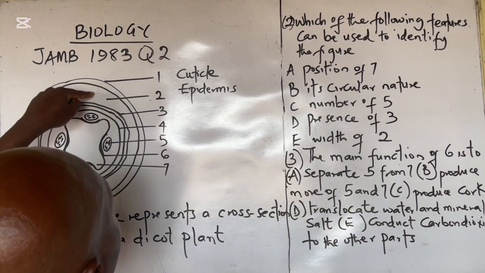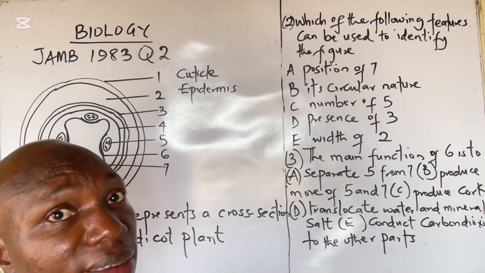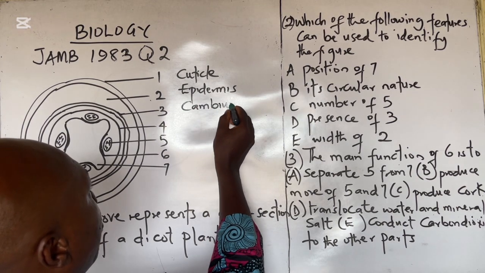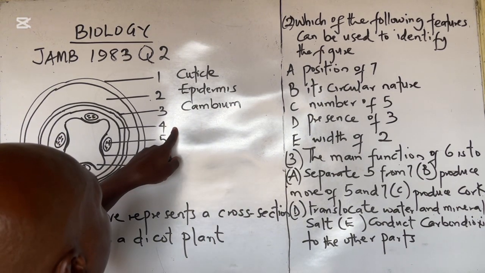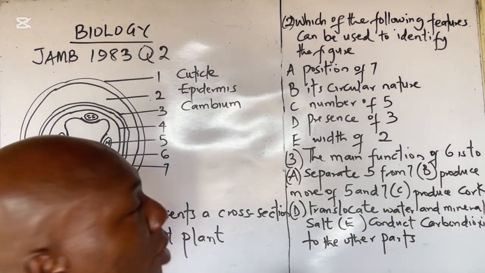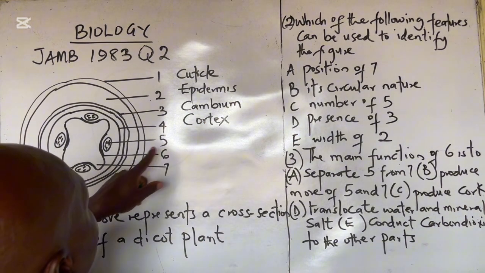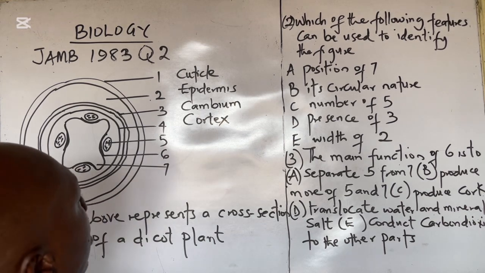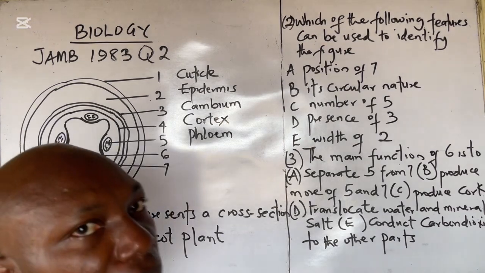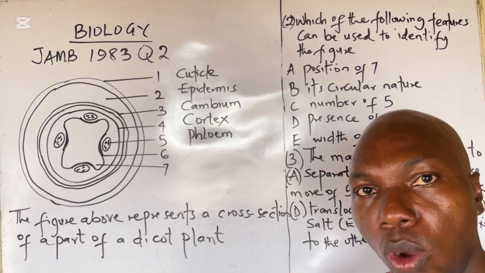Number 3 is the next layer after the epidermis, which is between the xylem and the phloem. It is called the cambium. And number 4 is the next layer after the cambium, and it is called the cortex. The next layer after the cortex is our phloem. Actually, phloem is the part of the dicotyledonous plant that helps in the manufacture of food.